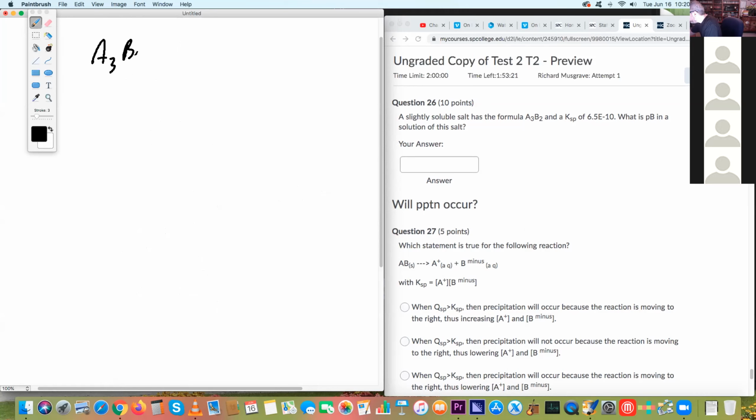So if you've got A3B2, we know that it was splitting into 3 A's and then 2 B's. Now, I could put charges on. I'd say that 3 minus and 2 plus would be reasonable. But you don't have to know the charges here. You just have to know how many we're getting. And that's pretty clear from looking at the formula of the salt. Anybody got any questions so far?